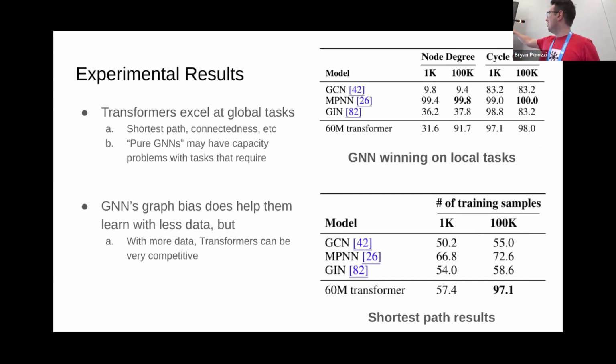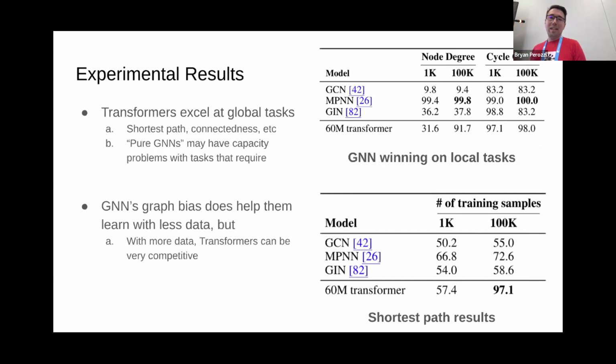So if I just go to the next columns where we're looking at 100,000 training examples, we see that, okay, on the local tasks, the GNNs are still winning, but the transformers got a lot better. And the transformer on the global task can just wildly exceed what the GNN is able to do.